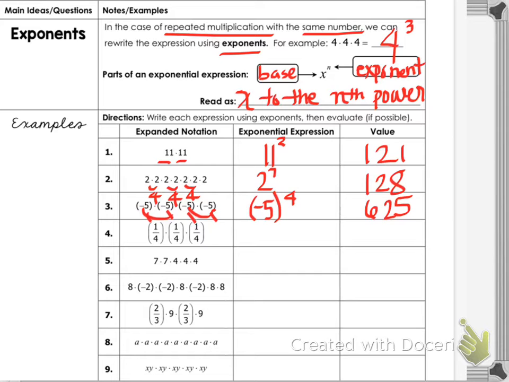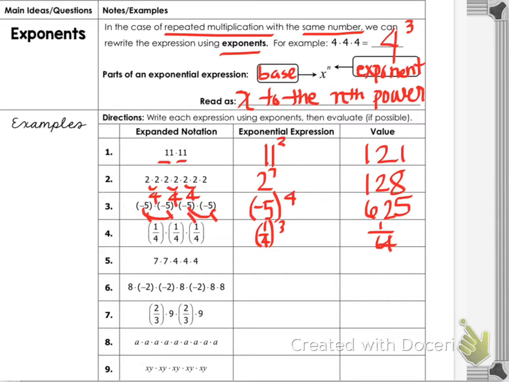The next one, we have a fractional base, or a fraction as a base. So how many times do we see this fraction appear as a factor? We see 1/4 appear as a factor 3 times, so it's 1/4 to the 3rd power. Here again, you multiply fractions straight across, so numerator times numerator times numerator gives us 1, and denominator is 4 times 4, which is 16 times another 4 gives us 64, so 1 over 64.